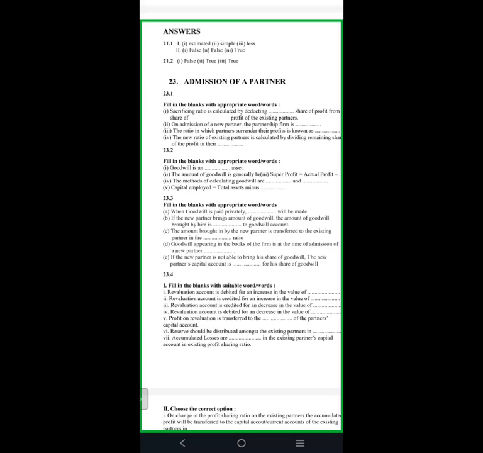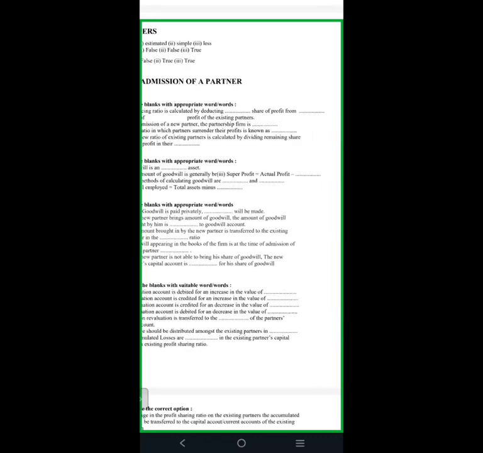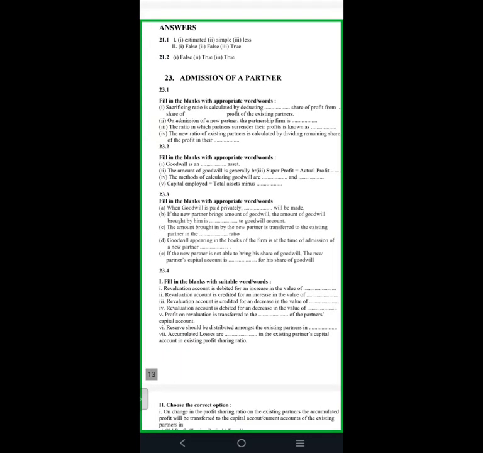At the admission of a partner, fill in the blanks with appropriate words. Sacrificing ratio is calculated by deducting new share of profit from existing share of profit of the existing partners.